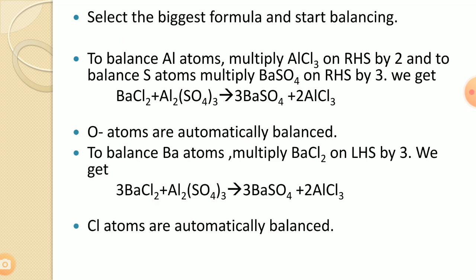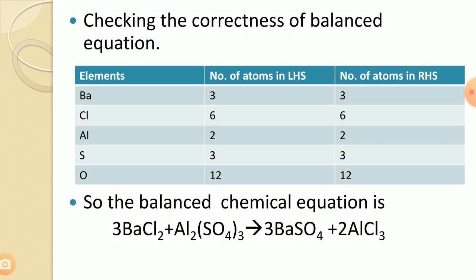Now oxygen atoms are automatically balanced. To balance barium atoms, we multiply barium chloride by 3 on left hand side and we get this equation, and chlorine atoms are automatically balanced. Now we will check the correctness of balanced equation and we found that all the atoms on both the sides are equal, so the balanced chemical equation is given below.